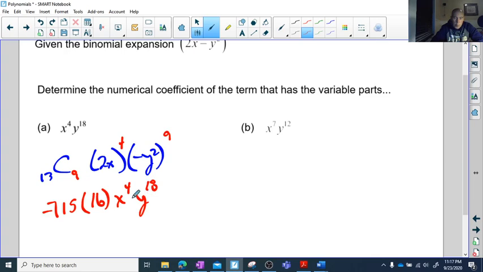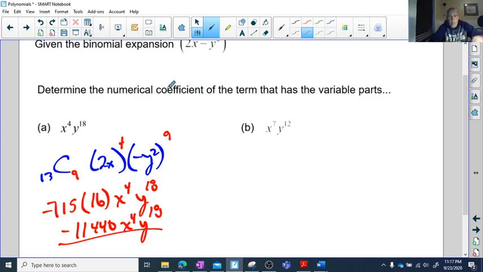That's 18. So there's what it wants. So it wants to know what the number in front would be. So let's multiply that now. 16. I would get negative 11,440 x to the 4th y to the 18th. There's no way anyone could argue and say, oh, I like Pascal's triangle better. Well, you may. You'd be a half hour, 20 minutes probably figuring that out with Pascal's triangle versus less than 5 minutes doing it this way.